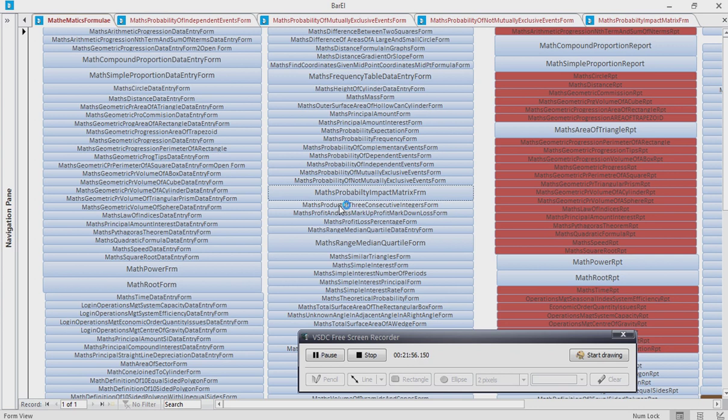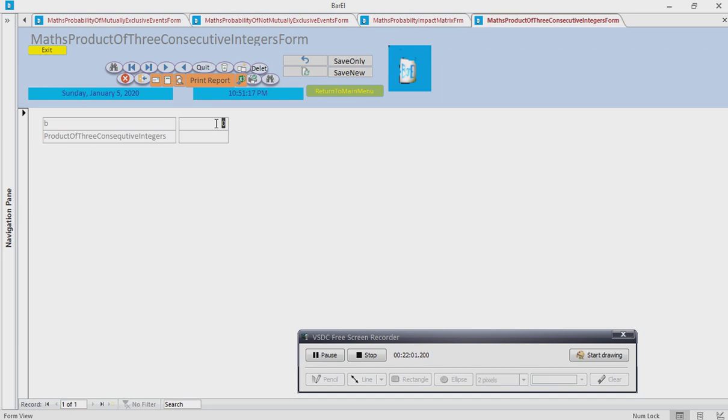Product of 3 consecutive integers. Let us say the middle number is 4, and the answer is 60, because 4 is sandwiched between 3 and 5. So the product of 3, 4, and 5 is 60.